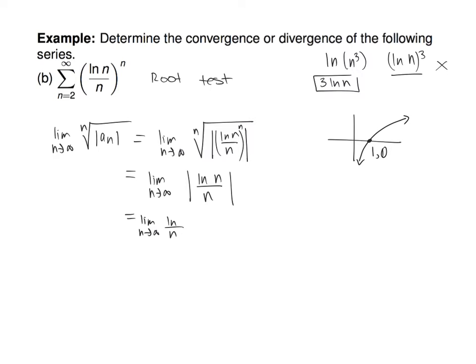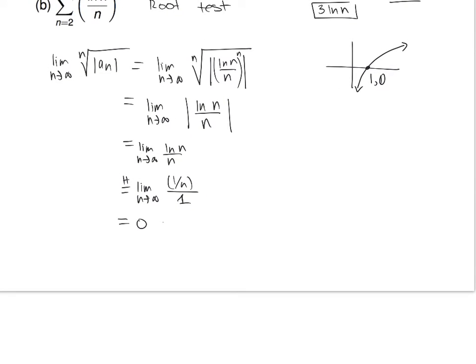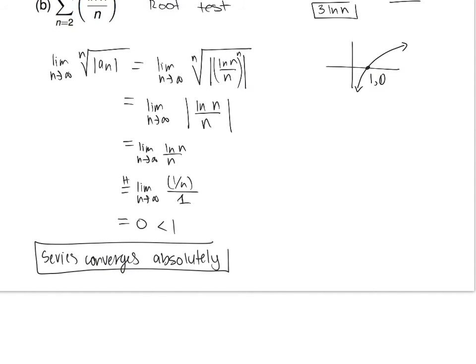What rule can you use to find that limit? And don't change them to x's, I don't care. Just use L'Hopital's, d/dn. Yeah, 1 over n over 1, which is equal to 0, which is less than 1. So therefore this series converges. Absolutely, actually.